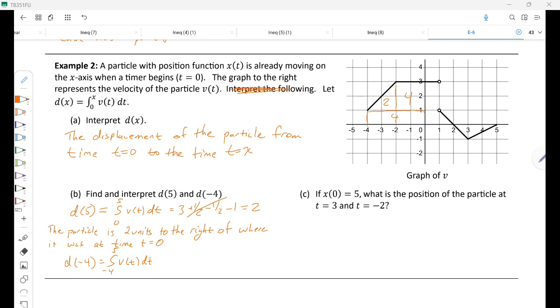Actually, wait a minute. It's not -4 to 5. It's 0 to -4, right? Yeah. Sorry. What is that answer? It's because look, by the definition of the function, it's 0 to whatever I'm plugging in. So what's the answer? -10.